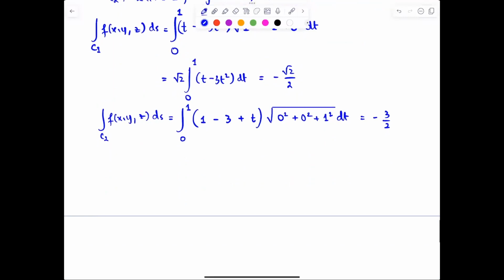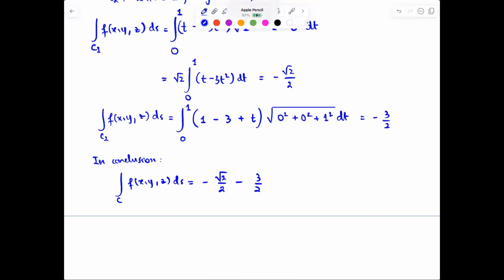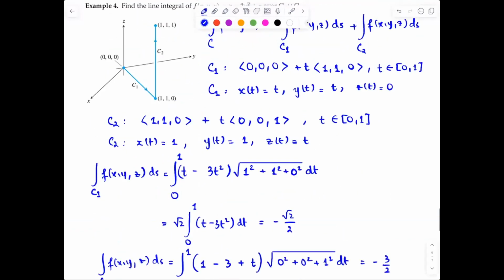So in general, in conclusion, you have negative root 2 over 2 minus 3/2. The parameterization.